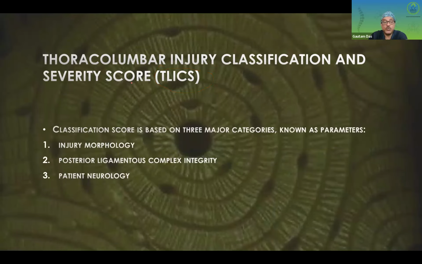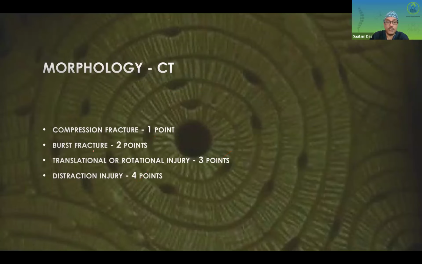So here, how do we do it? We go through the injury morphology, the integrity of ligamental structures, and the patient's neurology. These three are very important. Injury morphology is assessed by CT scan and MRI; both are needed, particularly in acute injury of the spine. Bony fracture morphology is better understood by CT scan, whereas ligamental and neural structures are better understood by MRI. And definitely, clinical evaluation is very, very important. So, morphology by CT scan.